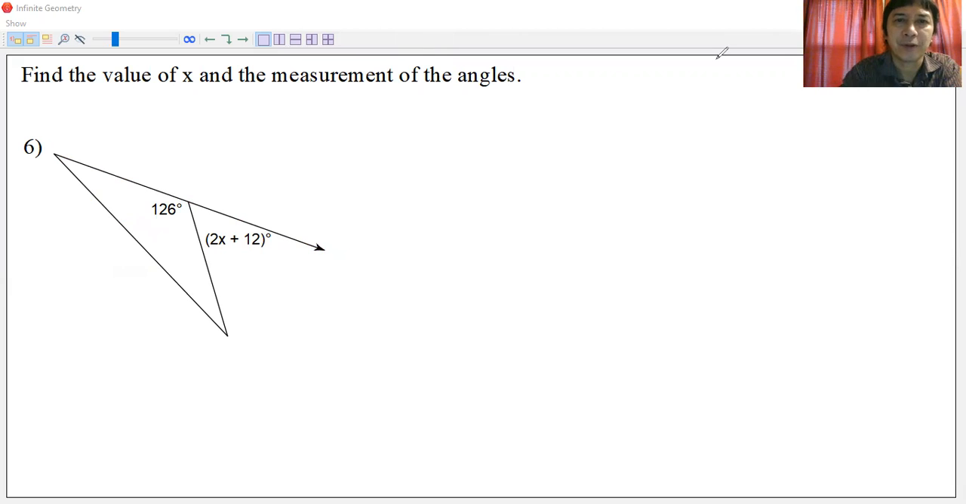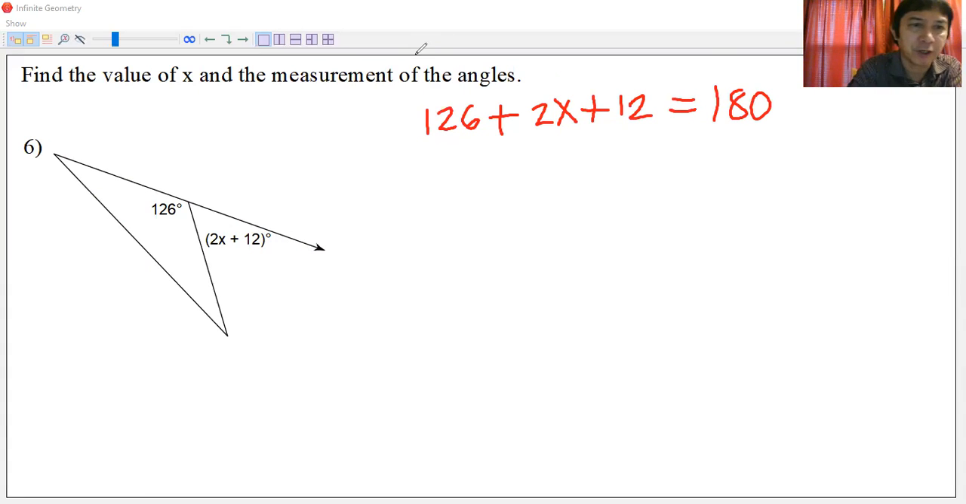equation now. We have 126 added to 2x plus 12. That's equal to 180. Don't forget, this forms a linear pair. You can disregard this line. You don't need this line. So that's how to analyze the drawing. And so you can set up 2x plus 12 added to 126 for a total of a straight angle. And so we start solving this.